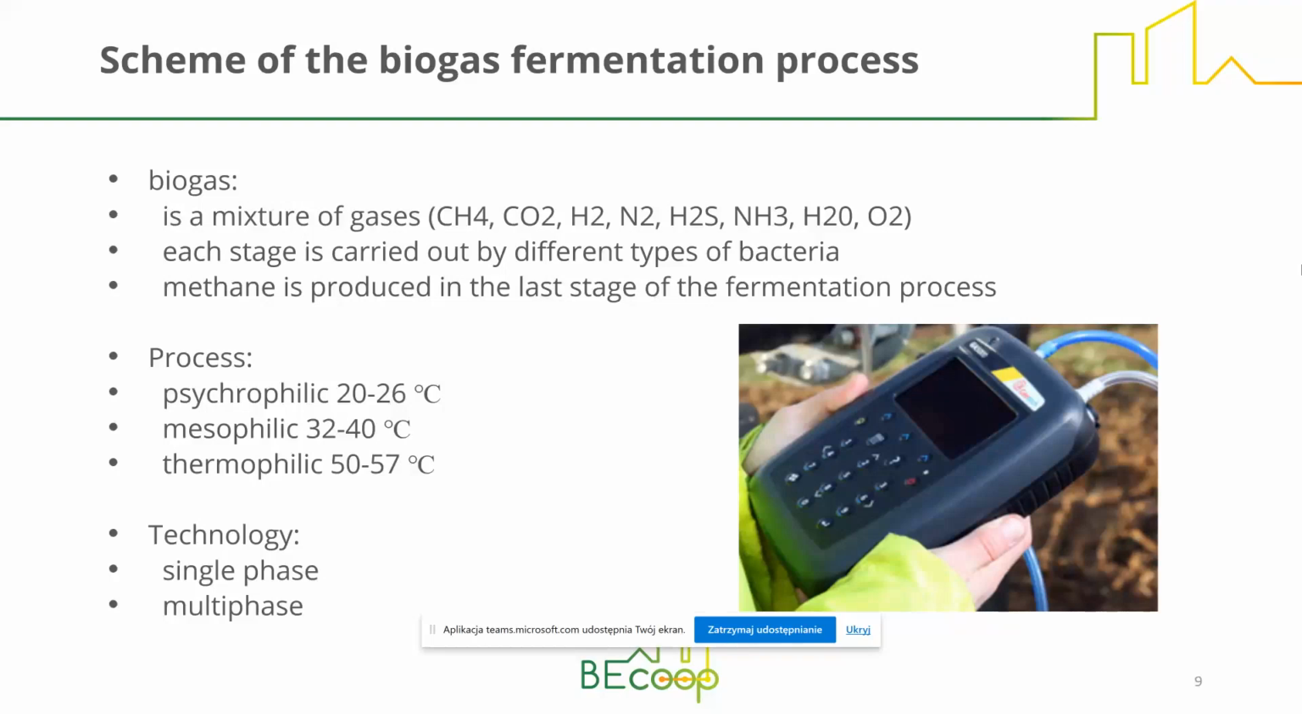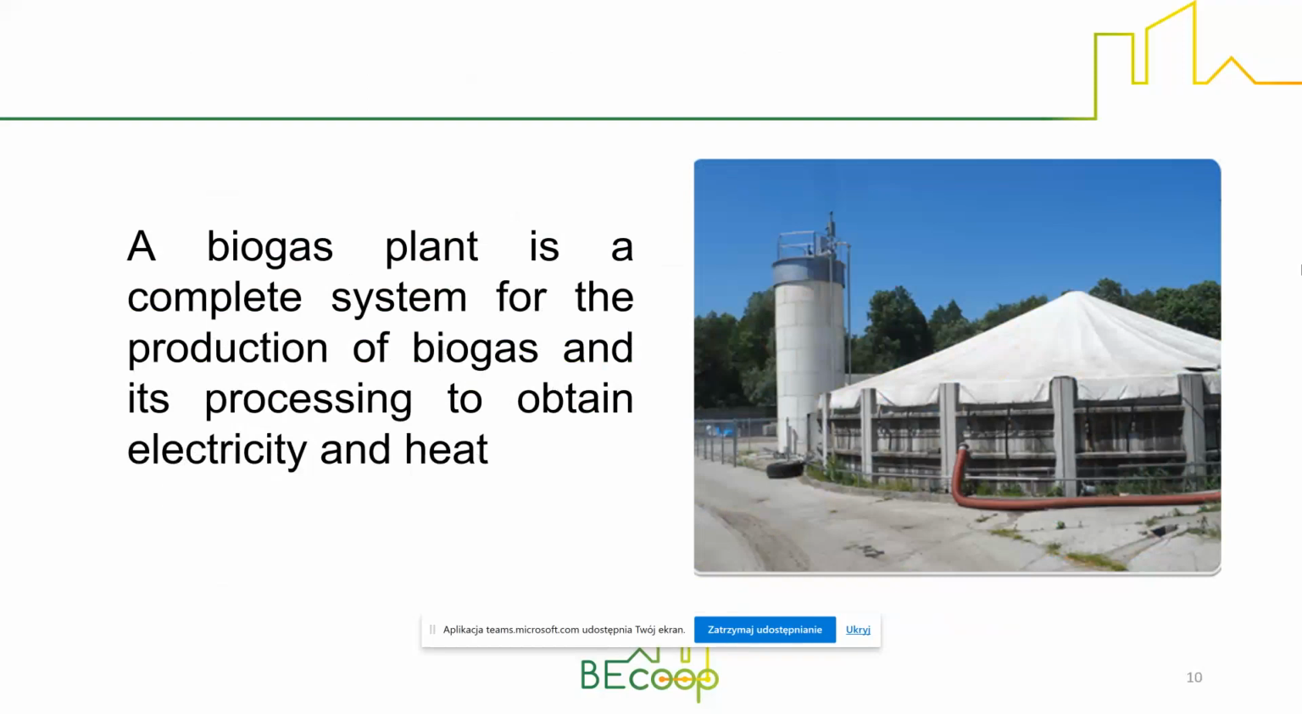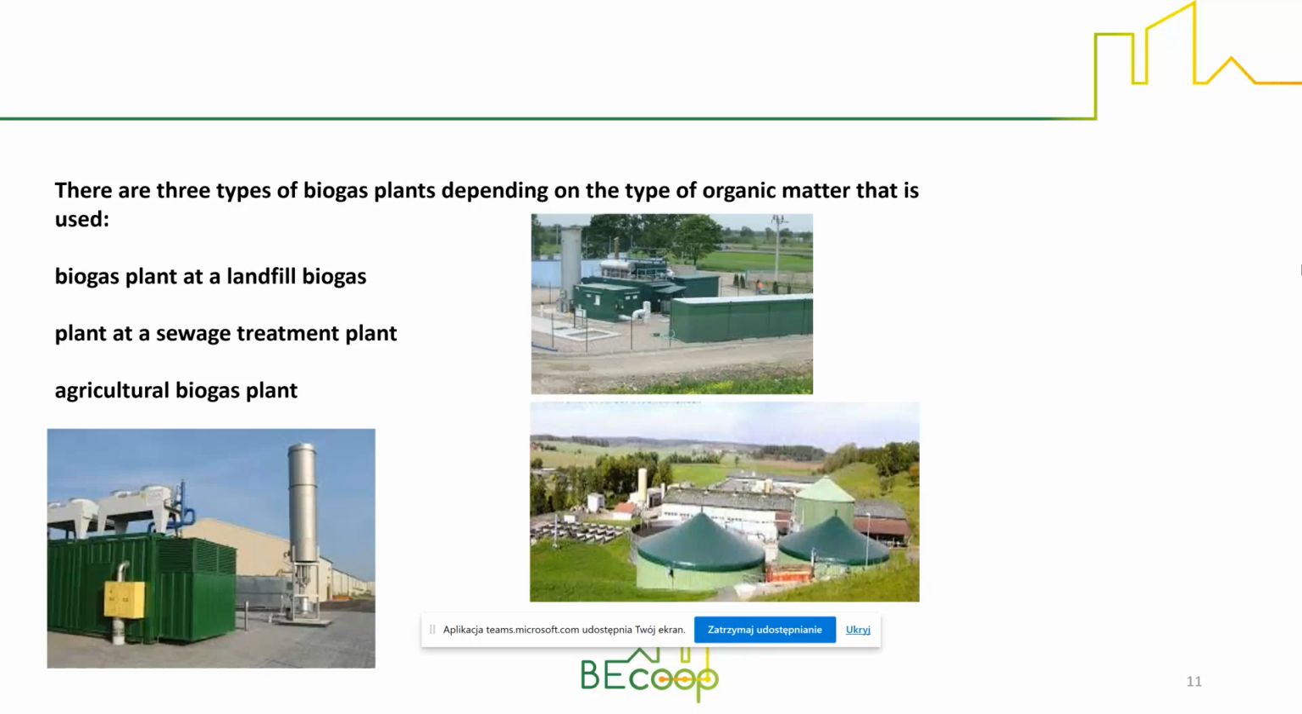In terms of technology, we can divide them into single phase and multi phase. What is crucial is that the biogas plant itself is a complex system for the production of biogas, and it is processing to obtain electricity and heat combined together. We can divide it into different types of biogas plants. There are three types, depending on the type of organic matter: a landfill biogas plant, a sewage treatment plant biogas plant, which is close to the sewage treatment plant, and an agricultural biogas plant, which works on substrates coming from the farms.